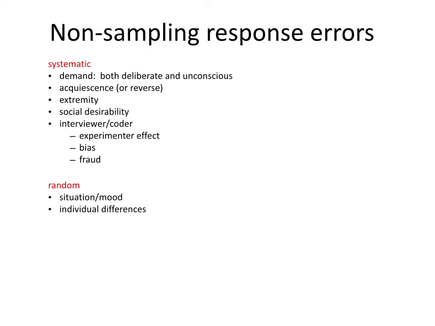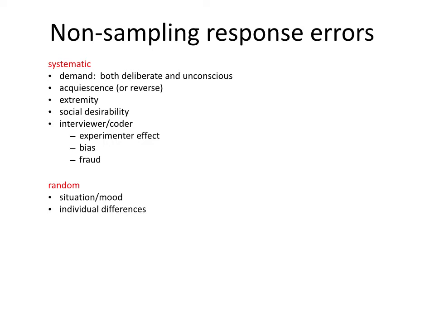Now, non-sampling response errors. These are errors that result in invalid responses that are more a function of the response to the questions and are not a function of who gets in the sample and who doesn't. There are two categories of non-sampling response errors: systematic and random. Again, just as with sampling, you've got systematic errors and random errors.